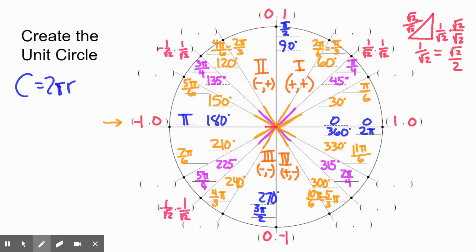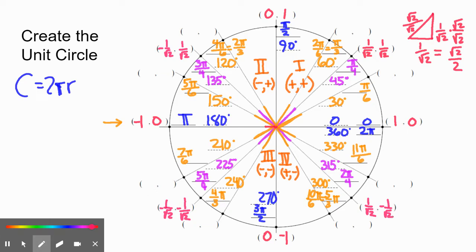And in quadrant 4, the x is going to be positive, 1 over square root of 2, and the y is going to be negative, negative 1 over square root of 2. All right, so that's that. And now we're going to do our 30, 60, 90 triangles.